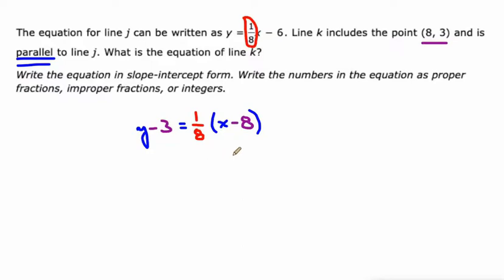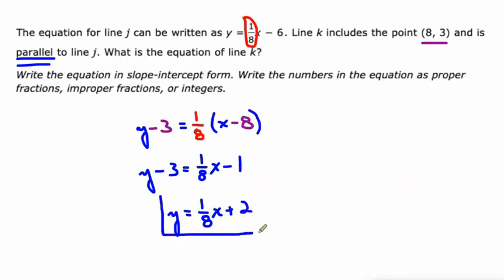We have to turn it into slope intercept form, so let's do it in 2 steps. First step is going to be distribute the 1/8. So 1/8 times x is 1/8 x. 1/8 times -8 is -1. And the next step will be to add 3 to both sides. So 1/8 x, and then we'll do -1 plus 3 is +2. So y equals 1/8 x plus 2. That would be line K, and it would be parallel to line J. Same slope and running through the point 8, 3.